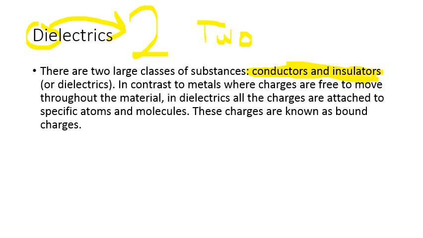But the insulators are different. Insulators are known for no free electrons. Whenever I say no electrons there, I mean no free electrons there. Insulators are just opposite to conductors. They do not have free electrons.